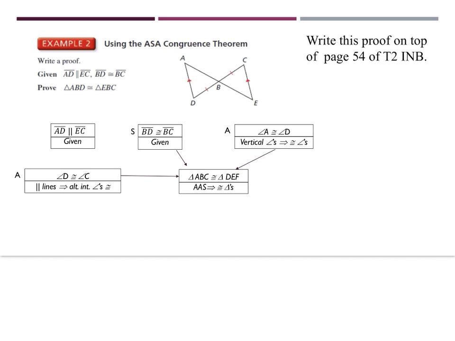All right, there are two more examples that I want you to add to your notes. I did not provide you the fill-in page for example 2. So write this proof on the top of page 54 of your trimester 2 interactive notebook. And it's just going to be an example that we can reference and use as we're trying to understand proofs and trying to understand our shortcuts for proving triangles congruent. This is a great example for angle, side, angle. So take some time to copy this proof into your notes, keeping in mind the structure, what you're given.